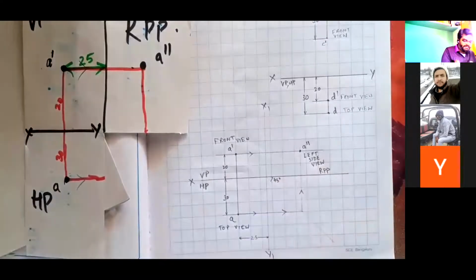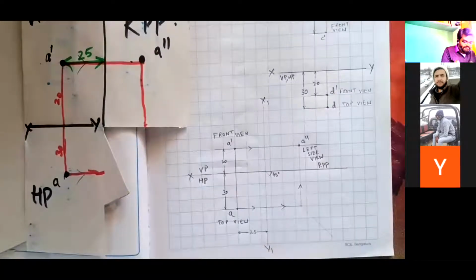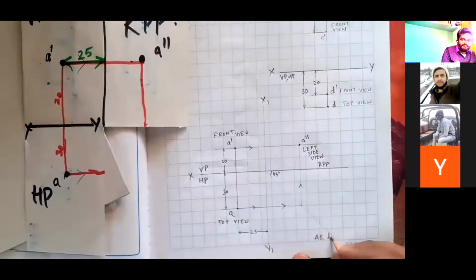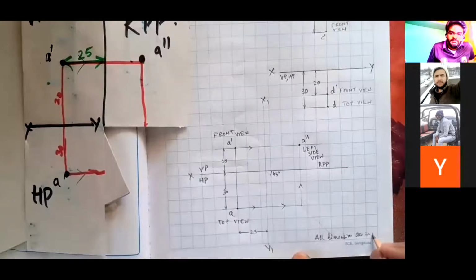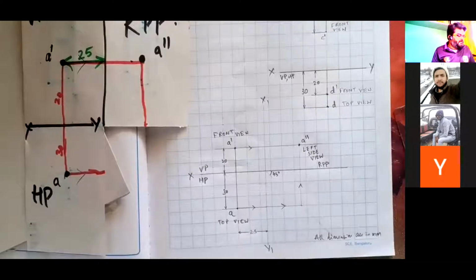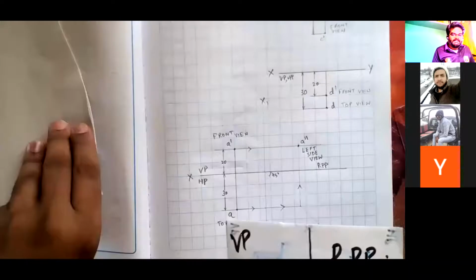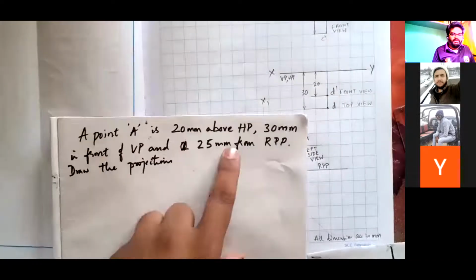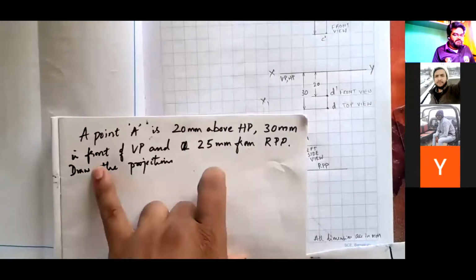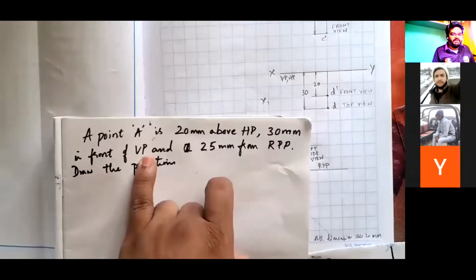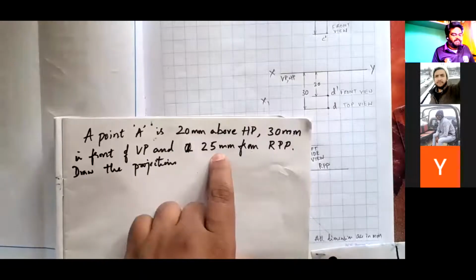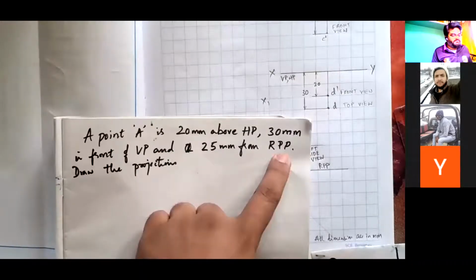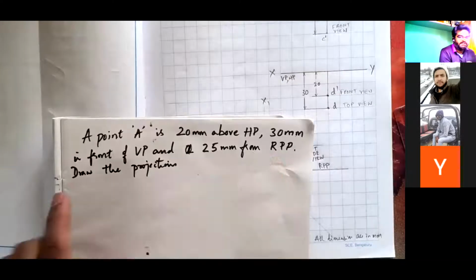At the end of the page, all dimensions are in millimeters. I'll repeat again. The problem given was in a three-dimensional way. The point A is 20 mm above HP and 30 mm in front of VP, which is in the first quadrant, and it is also at 25 mm from the right profile plane. So I have to draw a left side view. So here, this is the concept.